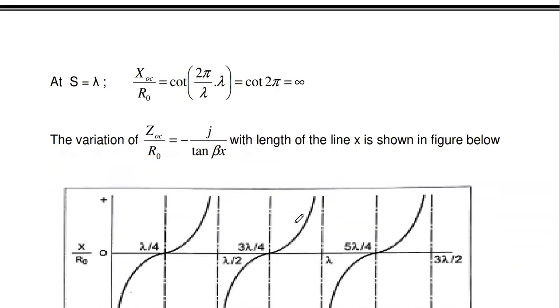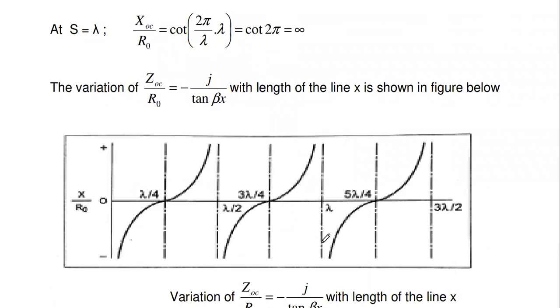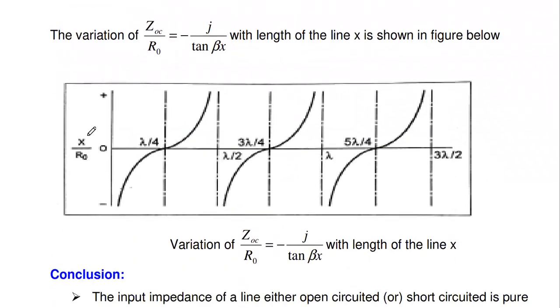Okay, now you have to draw the graph. So you see the graph: this is X by R naught, that is XOC divided by R naught, versus the distance S. If the distance S is 0, it reaches infinity. At distance lambda by 4, it reaches 0. Then at a distance lambda by 2, again it reaches infinity and so on. So this is the reactance curve of this open circuited line with respect to distance.